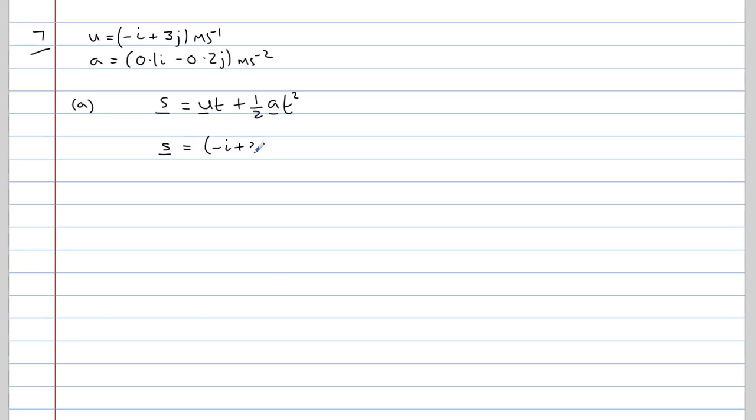We know that the initial velocity is minus i plus 3j meters per second. And we know the acceleration is 0.1i minus 0.2j meters per second squared. So to find a position vector, I would first find a displacement vector s using the formula s equals ut plus a half at squared. Substituting in values, we would get minus i plus 3j multiplied by t plus a half of 0.1i minus 0.2j multiplied by t squared.